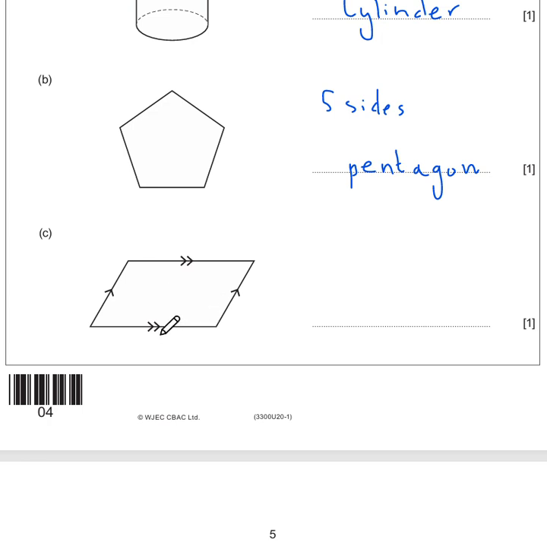Shape C, we have 2 pairs of parallel sides. They are not the same length, so this means that we have a parallelogram.